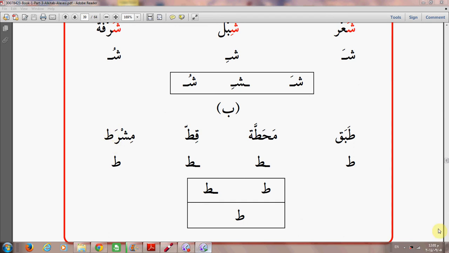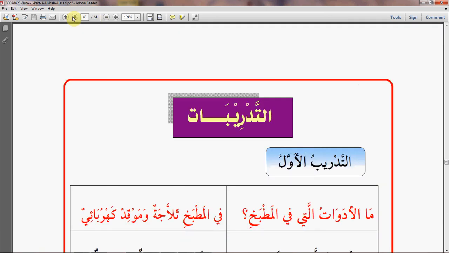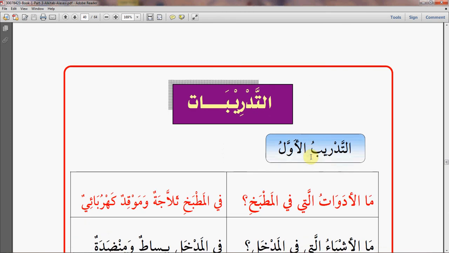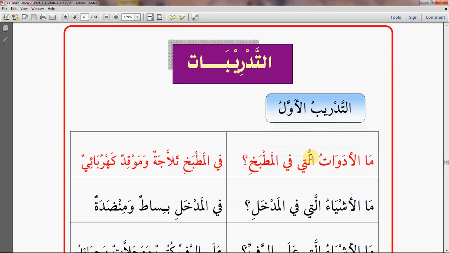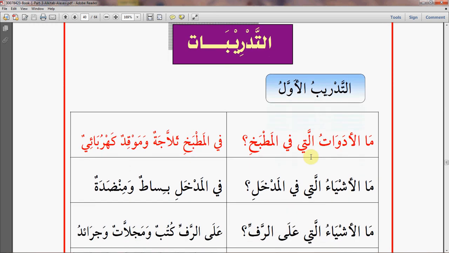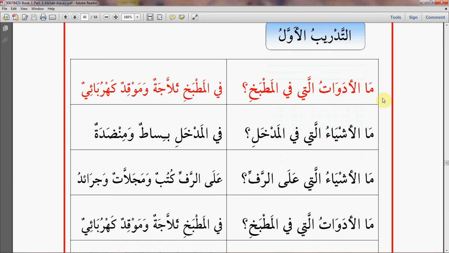Now next page. التدريبات, exercises. التدريب الأول. Now we're going to practice some very useful sentences from this exercise as we used to do. We're going to check the typical sentence and the wrong ones. You get the benefit from the one that is not typical, so you add more vocabularies and more sentences to your Arabic language, so you can use it in different ways.